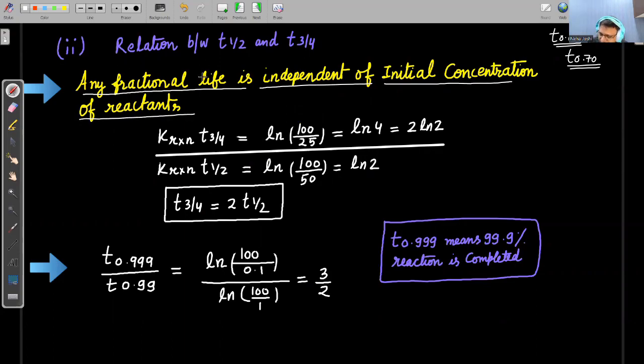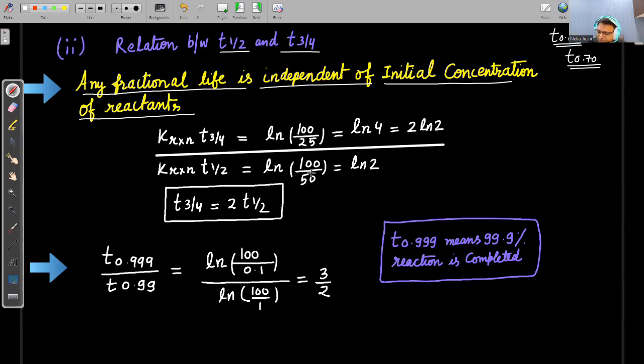So like using the formula, I am writing the relation between T half and T3/4: K reaction into T3/4 is equal to ln A naught upon A. अगर शुरू में 100% थे, 75% कंज्यूम हो गए, तो कितने बचे? 25. So I can write like this 100/25. So from there I am getting ln 4 which is equal to 2 ln 2.